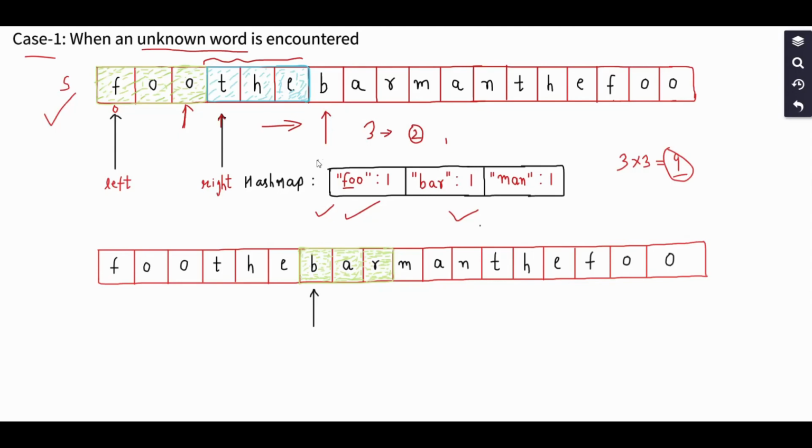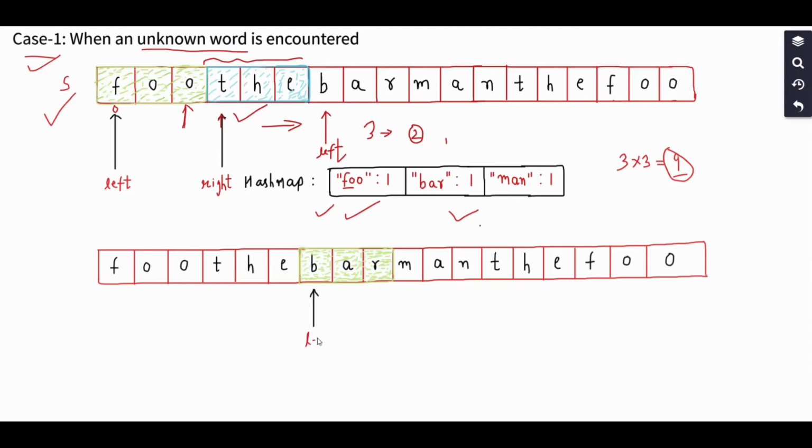So left, I move here. Now my left pointer is pointing to this position. We skip over the unknown word. Why? Because I'm sure that I'm not going to find any valid substring which starts from any character in this part. Therefore, I initialize the left pointer here and again I move my right pointer towards the right and so on. So this is the first case when we encounter the unknown word. That's how we move our pointers.